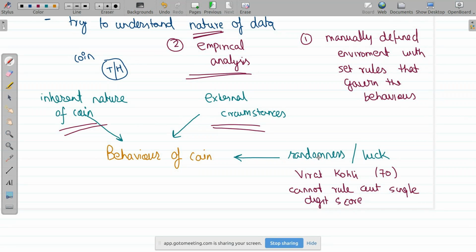But when you talk about randomness, there is absolutely no pattern in that. There is no standard thing that governs it. So randomness or luck is a very big factor which challenges your analysis, and that is the reason things are not pretty straightforward.